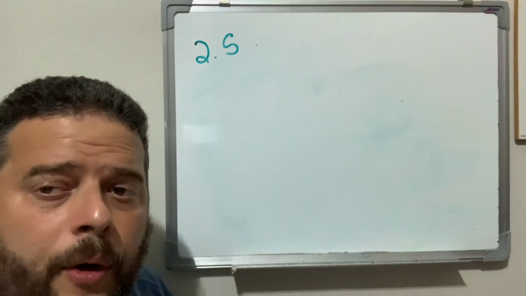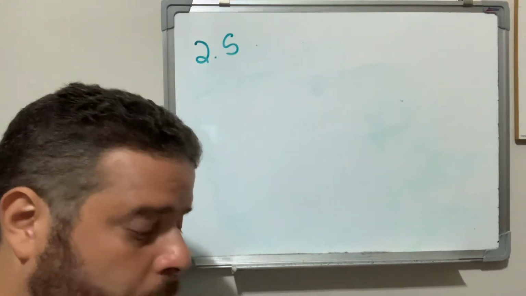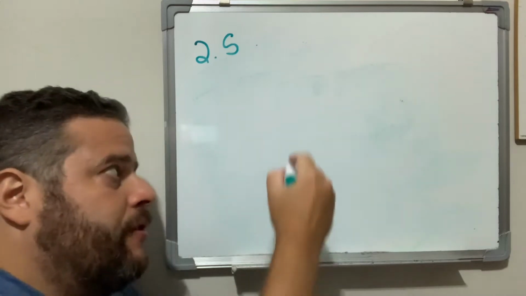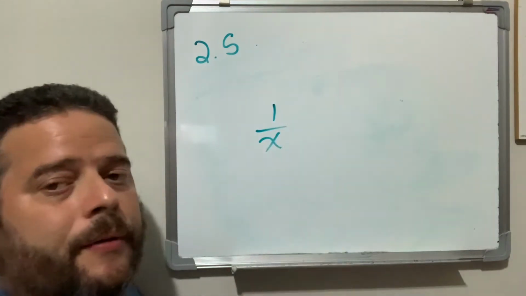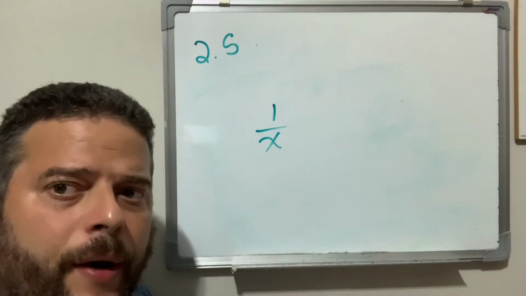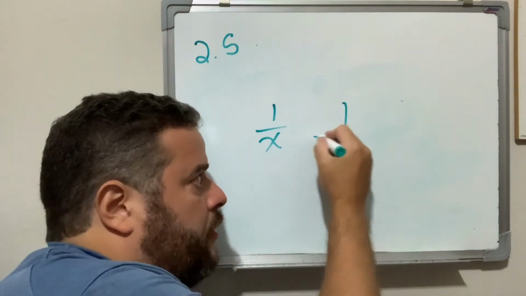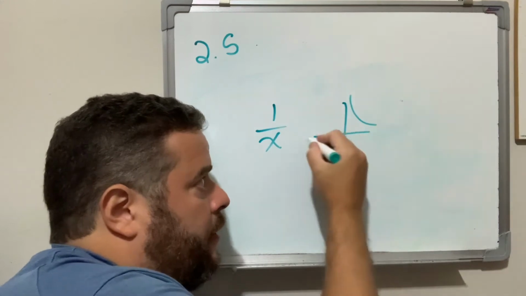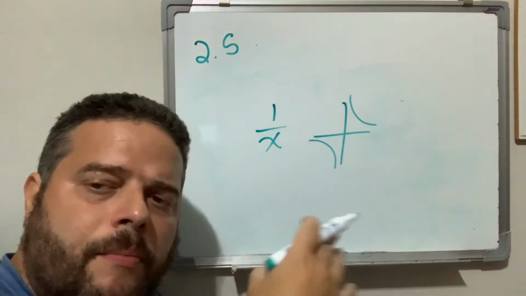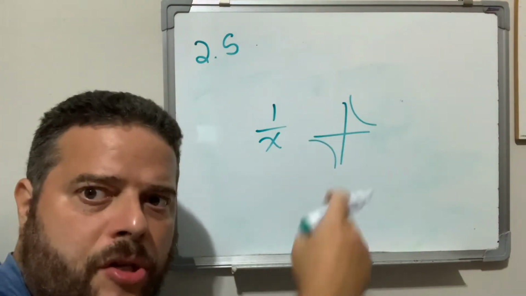Hello guys, today we're going to go over 2.5, pretty much rational functions. Rational functions are functions that have a variable in the denominator. This is the parent function, 1 over x. Now, these functions look something like this. Maybe they have these strange curve-like behavior and they jump.